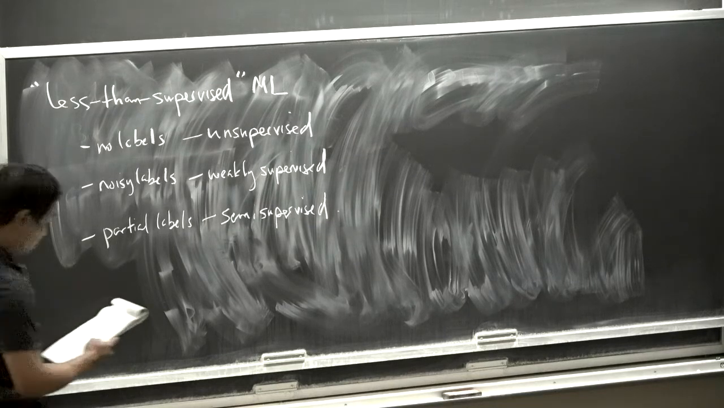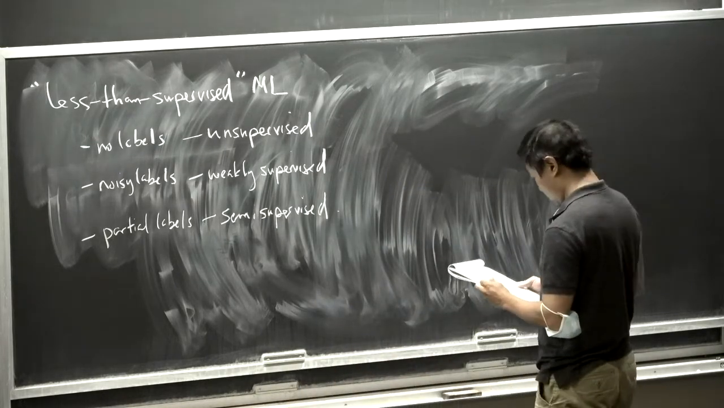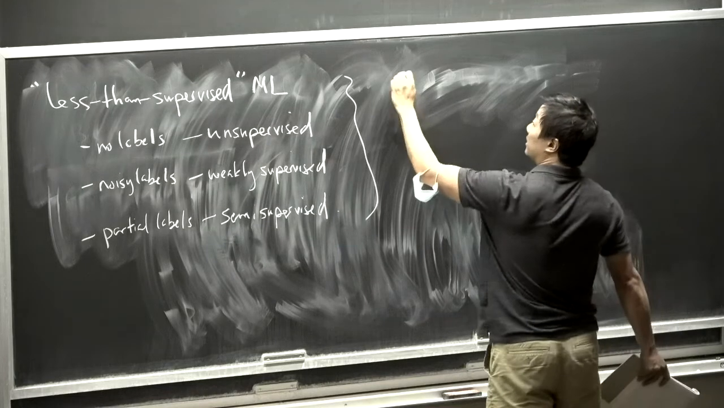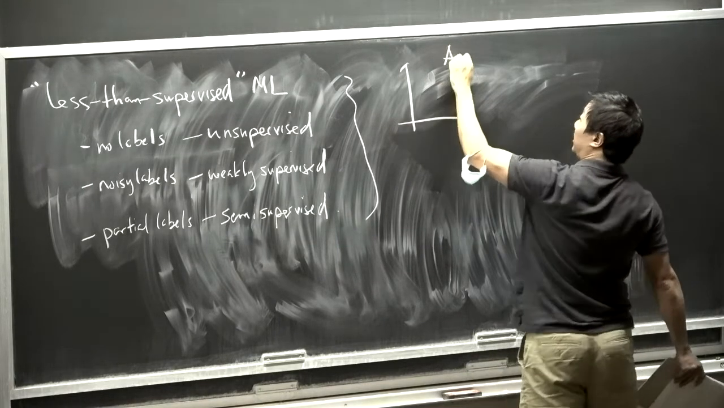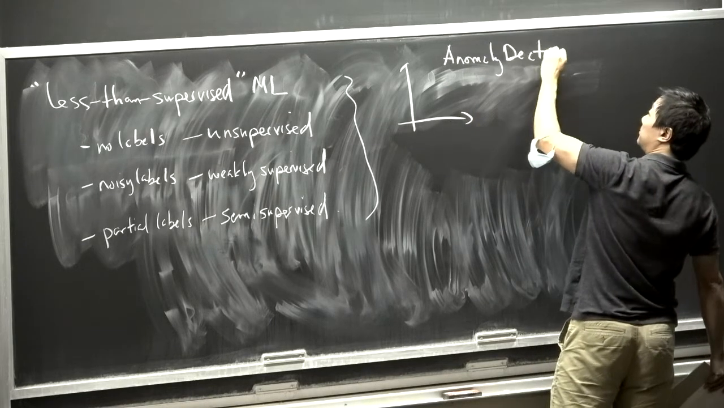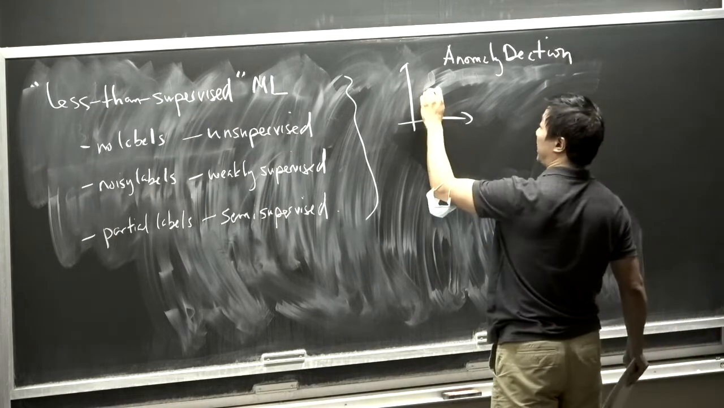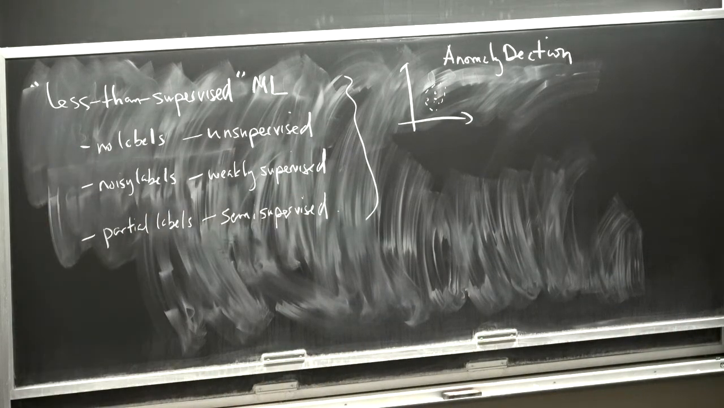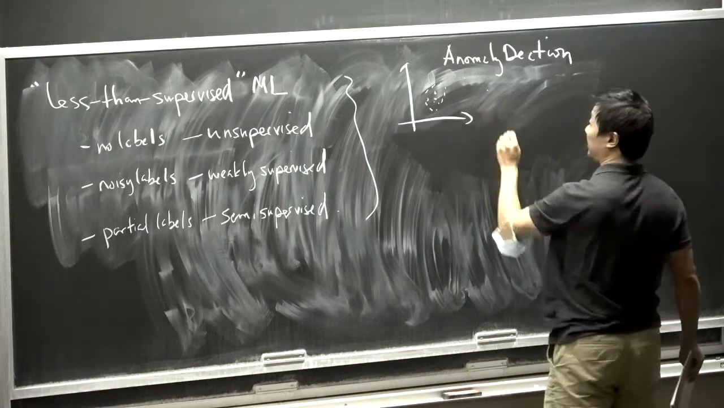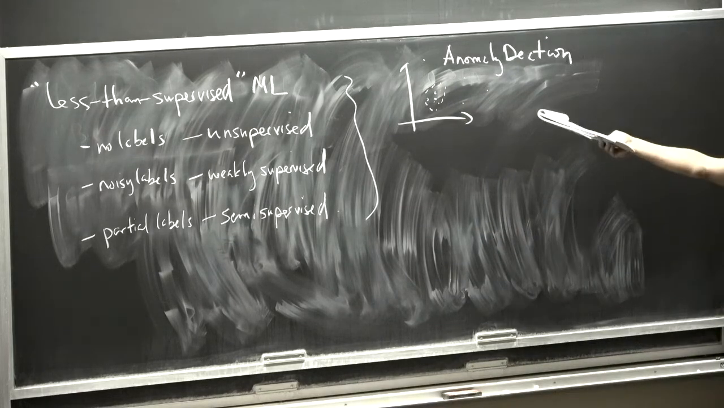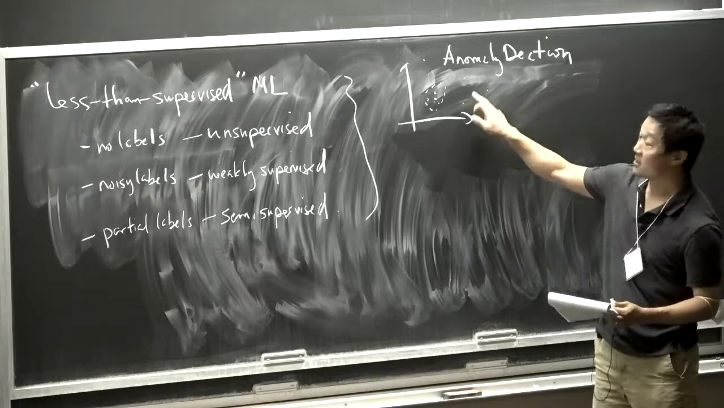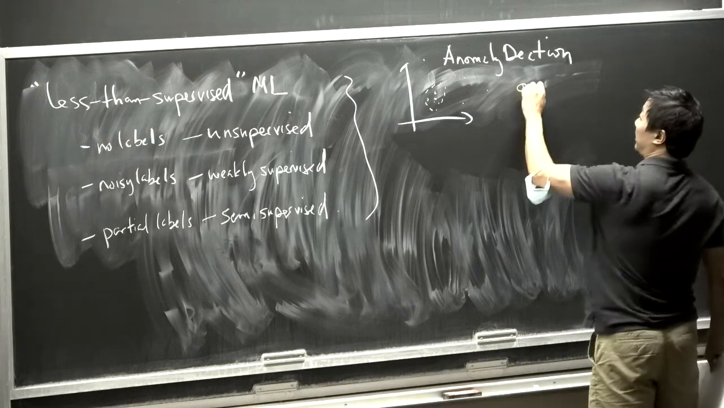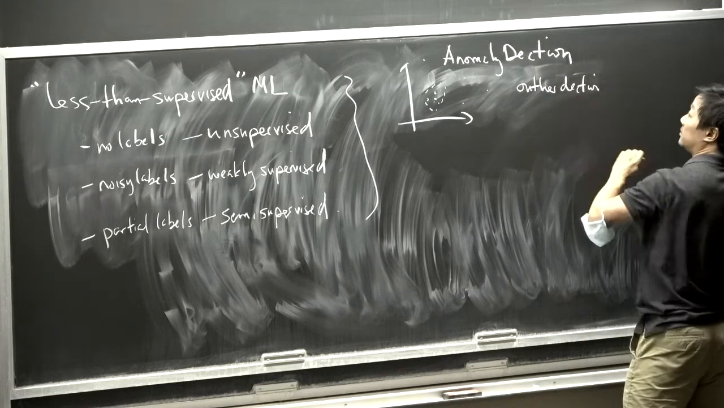All right. So some examples of less than supervised ML that I'll be talking about in these lectures. One of them is anomaly detection. There are different kinds of anomaly detection. Maybe the bulk of my data lives here, and then there's a couple of points like this, like this. If somebody handed you this data in two dimensions, you could see by eye these are clearly outliers. So you can train a machine to do that in a much higher dimensional space, and that would be outlier detection.